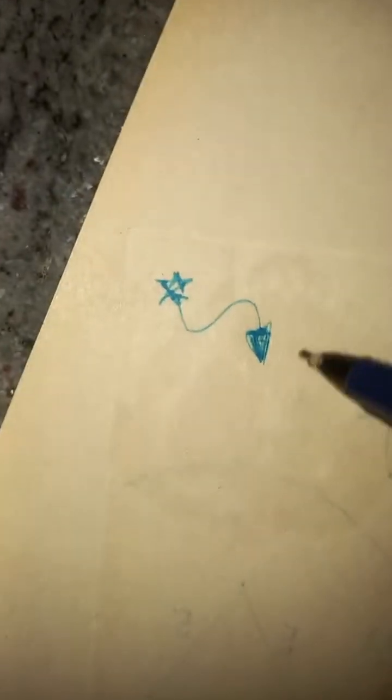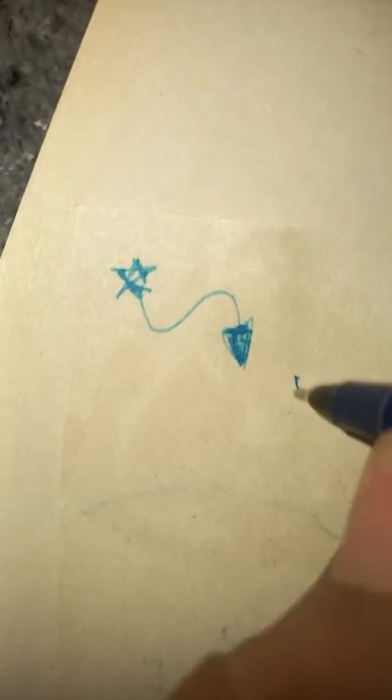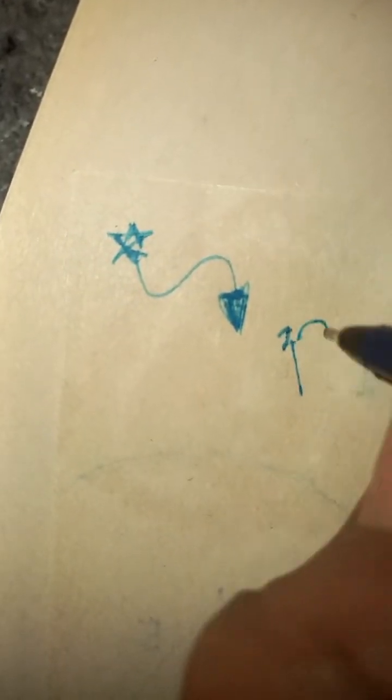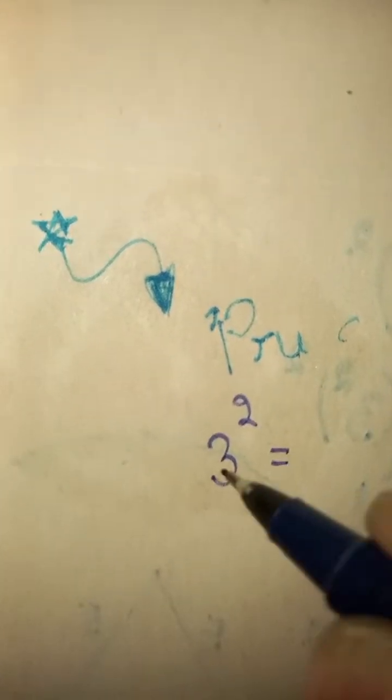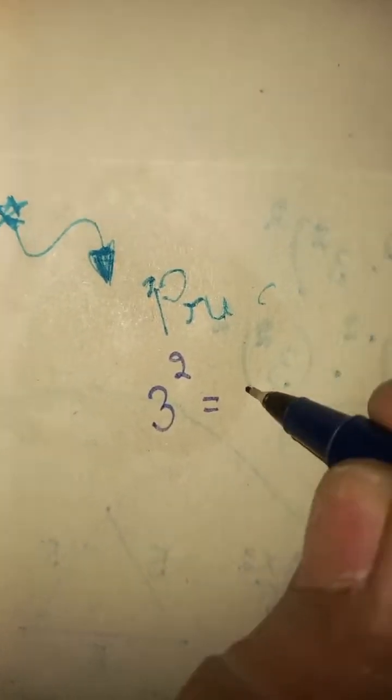Now I'm going to tell different problems in exponents. Those problems start like this. They start with this problem. For this one, 3 square means you need to multiply 3 by itself 2 times.